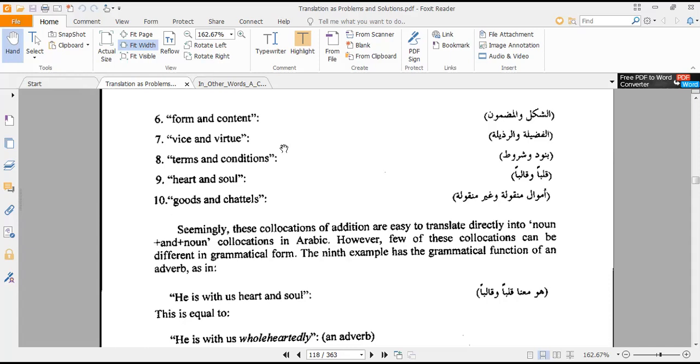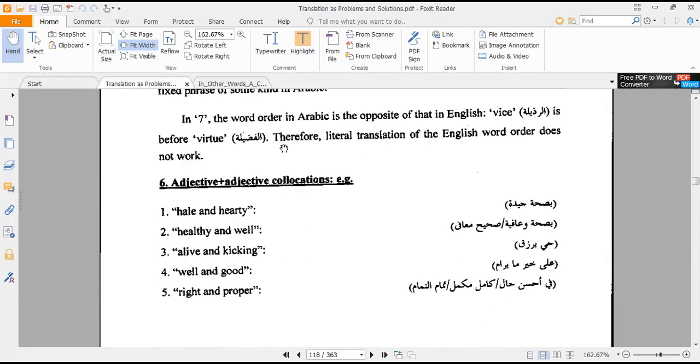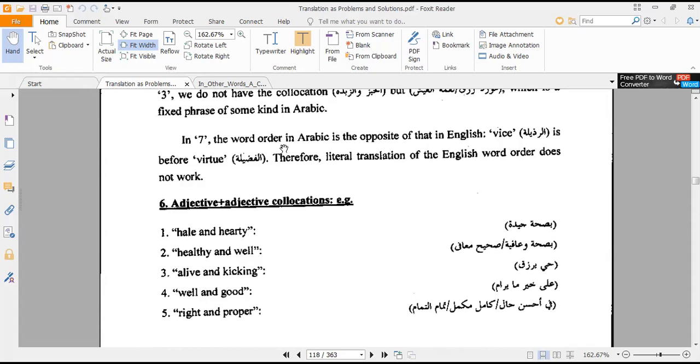so to summarize the main points in this lecture, the definition of collocation is a combination of two words or more. These two words or more come together. Regarding the types of collocations, we have noun plus or adjective plus noun collocations. We have two nouns collocations. We have two nouns and we have a preposition of between the two nouns. And here we are moving to the sixth strategy, which is adjective plus adjective collocation.